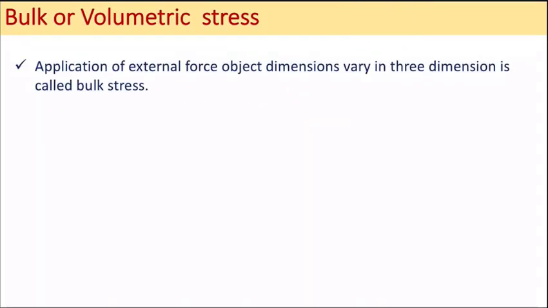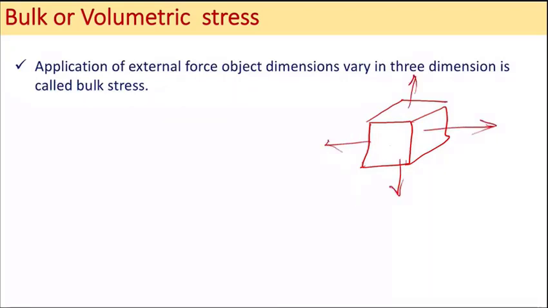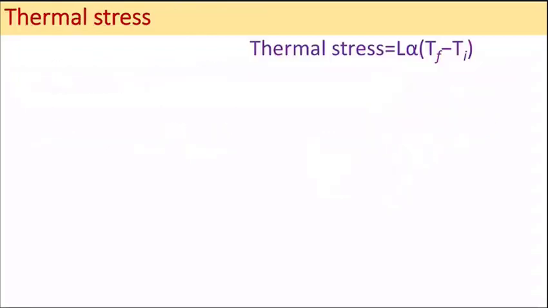Next, bulk or volumetric stress. On application of external force, object dimensions vary in 3 dimensions. For example, you take a cube, and we are applying the load in the y direction, x direction and z direction. Due to these 3 directions, stress will be created. That stress is called bulk stress or volumetric stress. So sigma bulk equals sigma x plus sigma y plus sigma z.